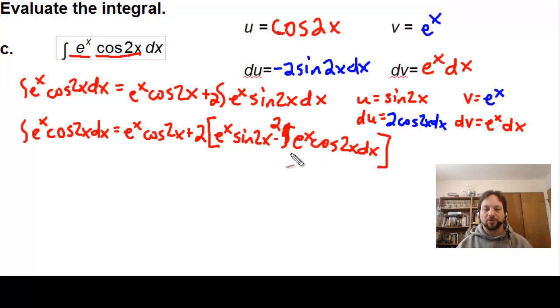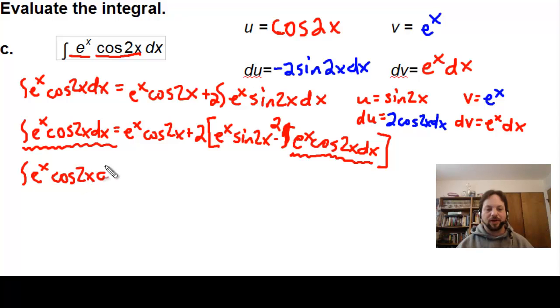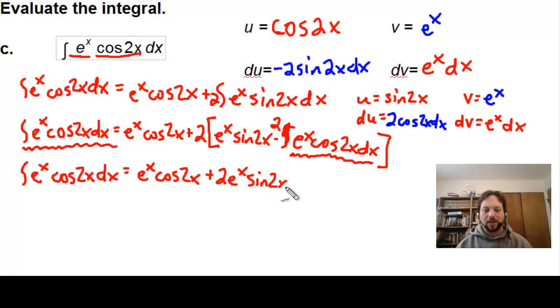This is very interesting, though. I have an integral in my problem that looks very similar to my original integral. And I'm going to use that fact to my advantage here. If I go ahead and rewrite everything, this time I'm going to simplify these parentheses and this negative and all this garbage over here. This will be e to the x cosine 2x, plus 2 e to the x sine 2x. And then if I distribute this 2 over to here, clearly it'll be minus 4 times the integral of e to the x cosine 2x dx.